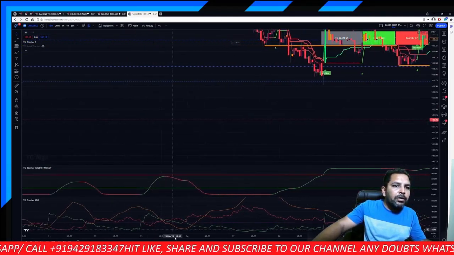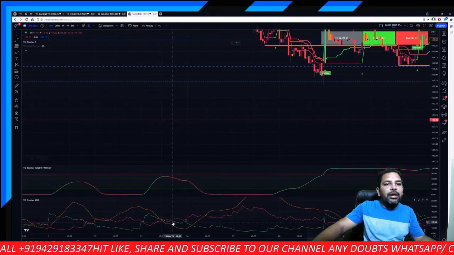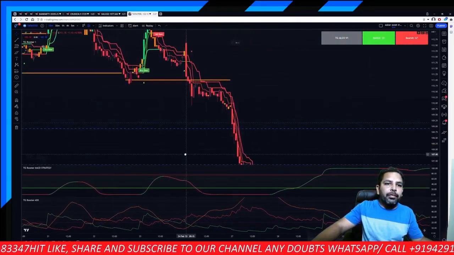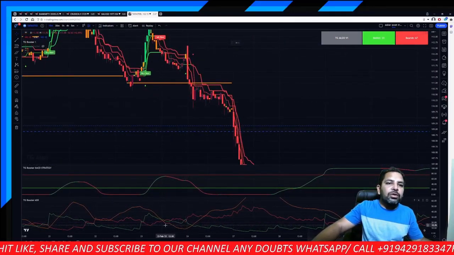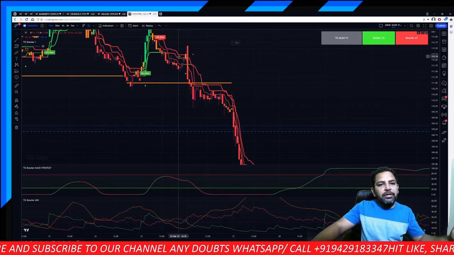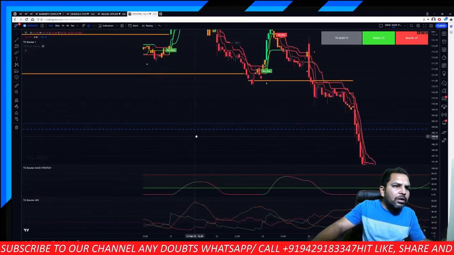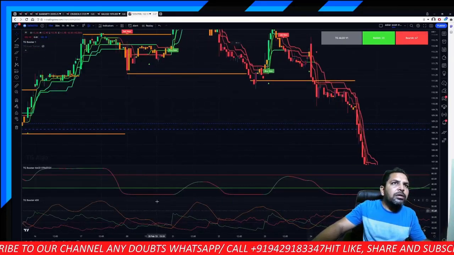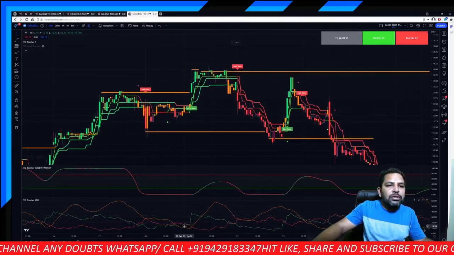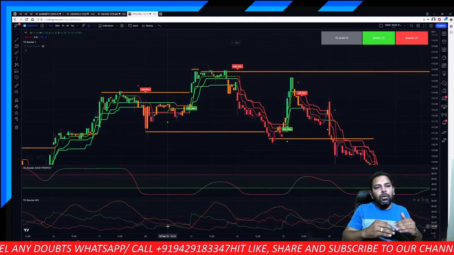Okay, here you can see both the red and green lines are above the upper center line. This portion indicates a sideways market. Again, let me show you another example. This also indicates a range-bound market. You can see here the red and green lines are below the center line.